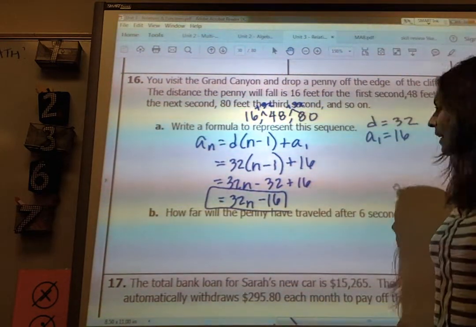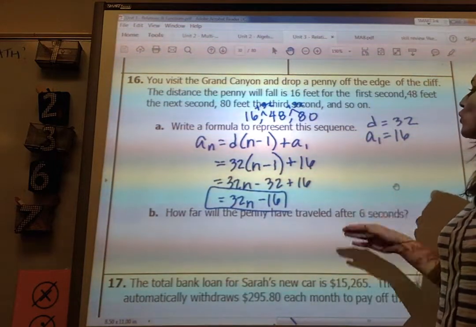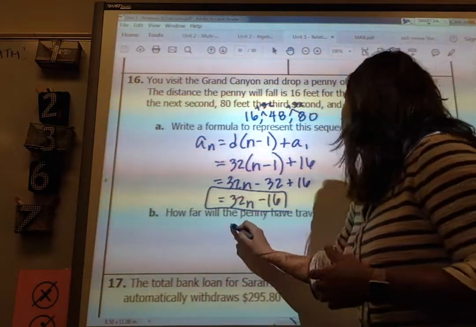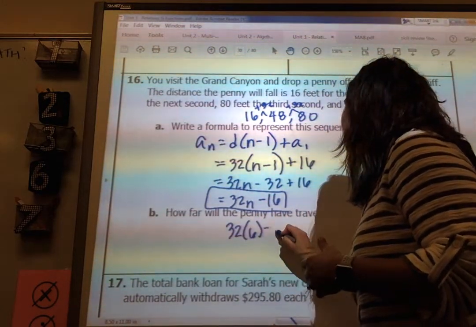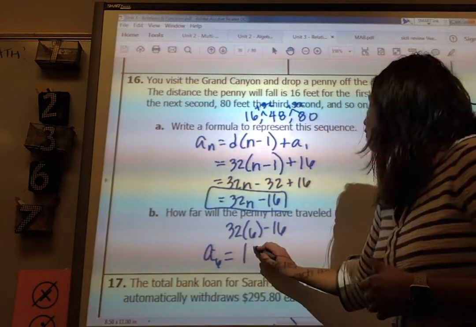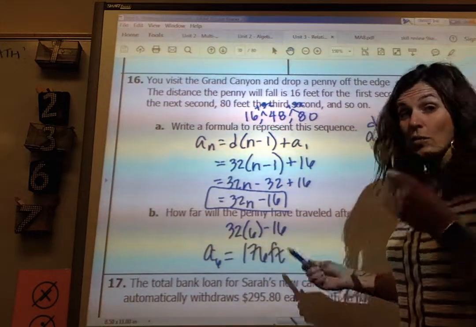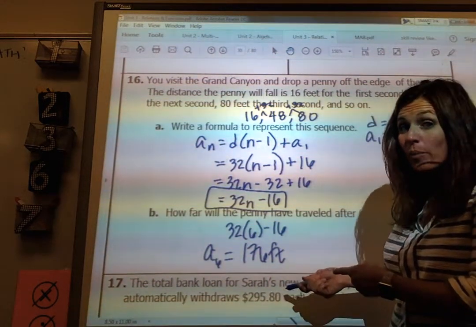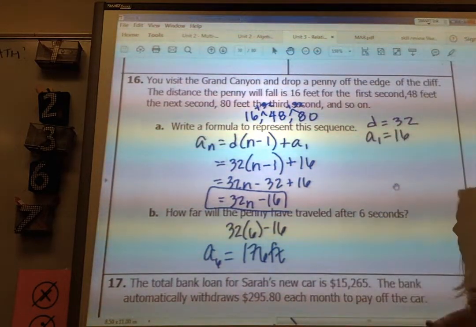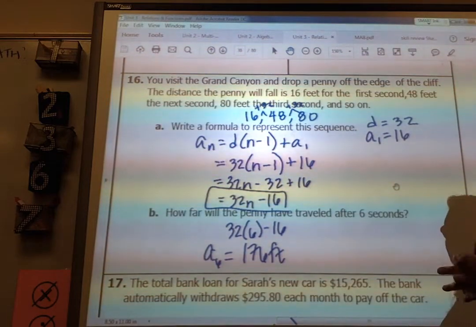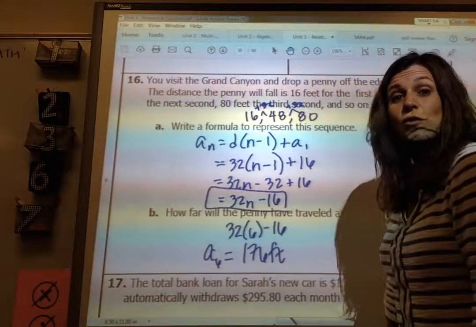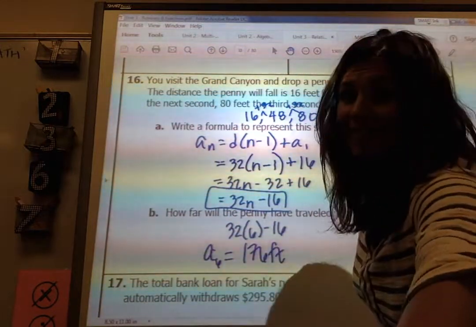And then the question's asking, how far will the penny have traveled after 6 seconds? So the term in the sequence is 6. So I'm going to use 32 times 6 minus 16. And the 6th term in that sequence is that it will fall 176 feet. And it's a word problem, so you're going to write that in sentence form, okay? So the penny will drop 176 feet, or fall 176 feet. Okay, so you can look that over, and you guys are good to go. That is your lesson for Friday. Hope you're having a great time. I'll see you Tuesday. Bye.